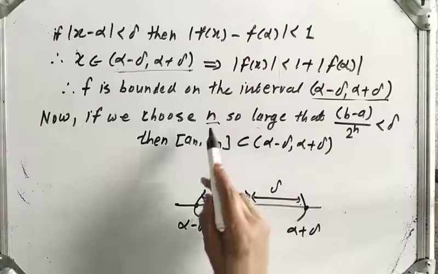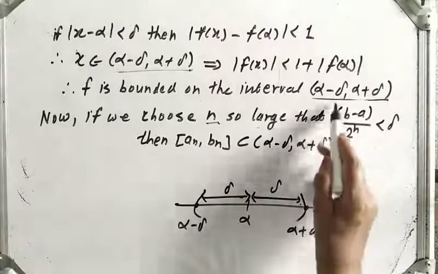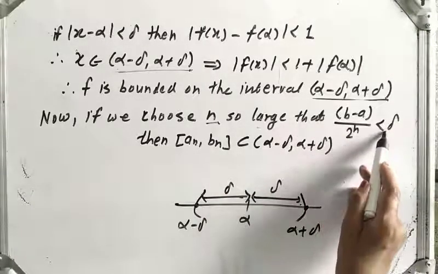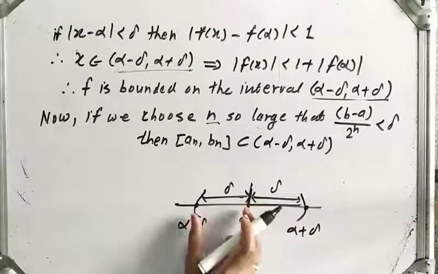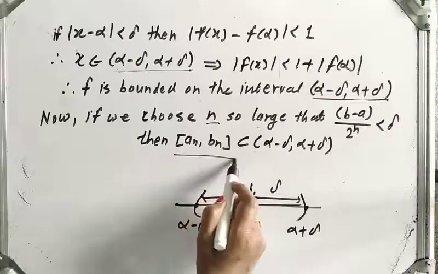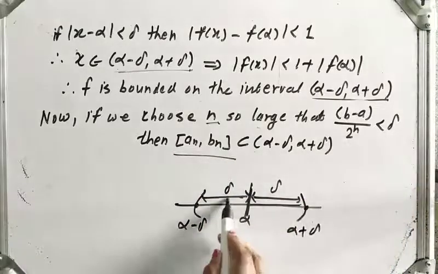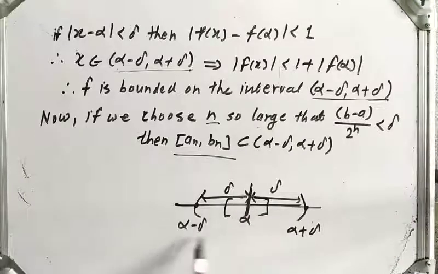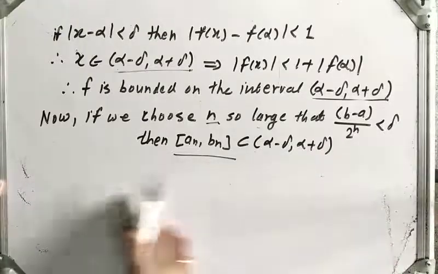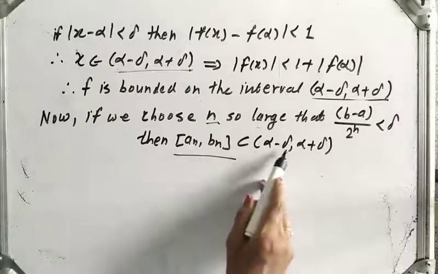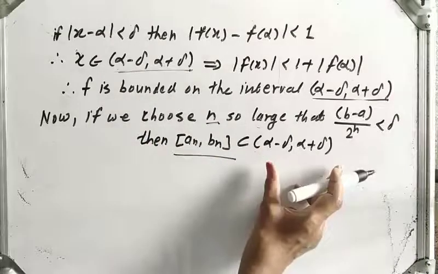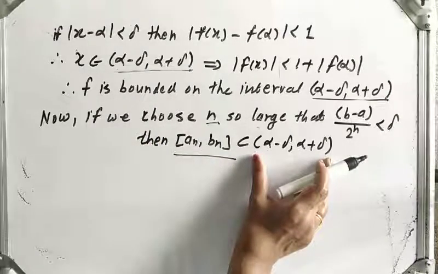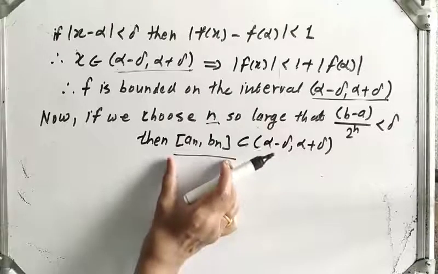And what we have taken here? We choose n so that the length of interval an bn is less than delta, means this total is delta. This total part is delta, and we have taken interval an bn. If the length is less than delta, then definitely that interval is contained in alpha minus delta to alpha plus delta. This interval is a subset of alpha minus delta, alpha plus delta, and we have shown that f is bounded on this interval. So f is bounded on this interval.